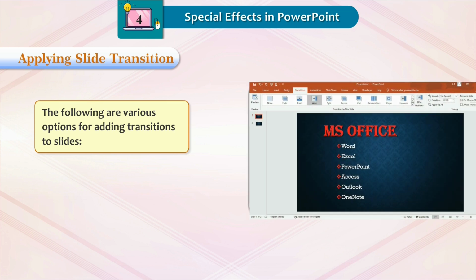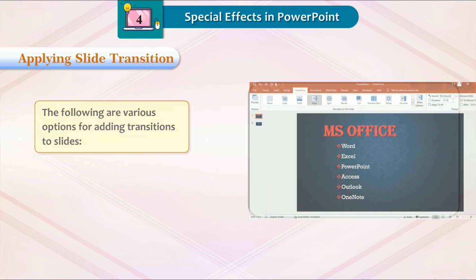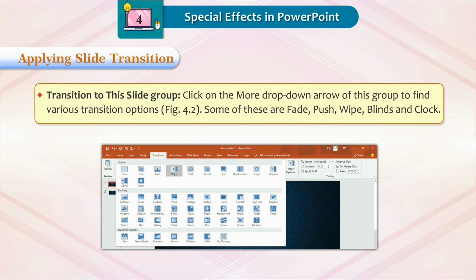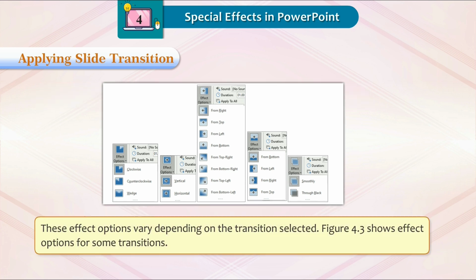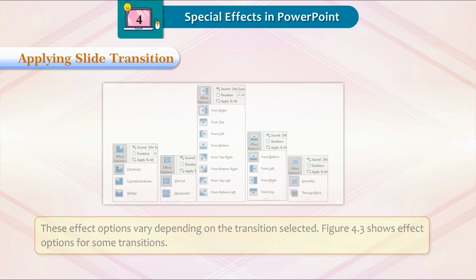The following are various options for adding transitions to slides. Transition to This Slide group. Click on the More drop-down arrow of this group to find various transition options. Refer to figure 4.2. Some of these are Fade, Push, Wipe, Blinds and Clock. Effect options. For each transition option, various effects are available. These effect options vary depending on the transition selected. Figure 4.3 shows effect options for some transitions.